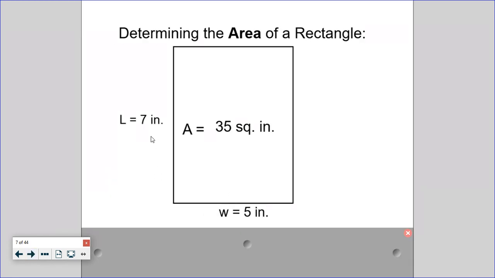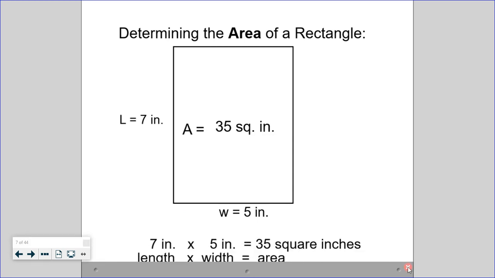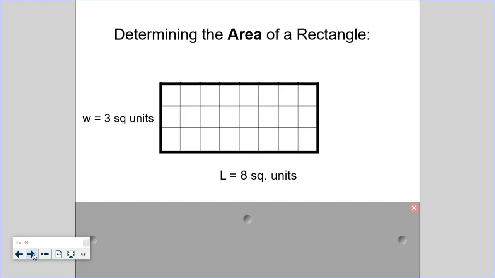And here's another one. The length of this rectangle is 7 inches. And the width of this rectangle is 5 inches. Now remember, to find the area, we'll multiply length times width. So we're going to do 7 times 5 to find the area. 7 times 5 is 35 square inches because the length times the width equals the area.